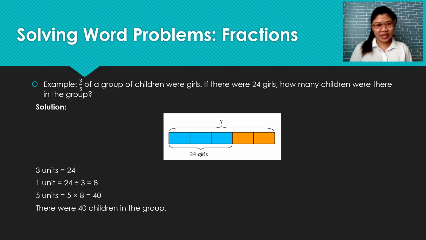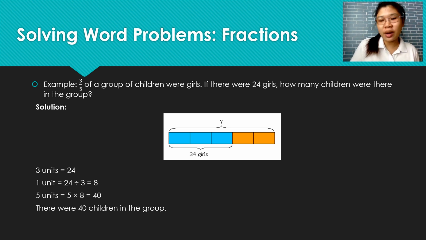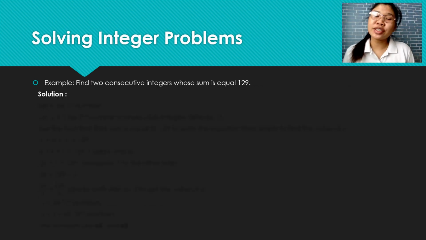Thank you. So let's proceed to the next problem. The next problem is all about integers. So our problem goes like this: find two consecutive integers whose sum is equal to 129.